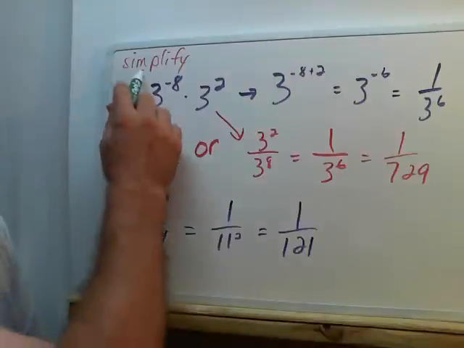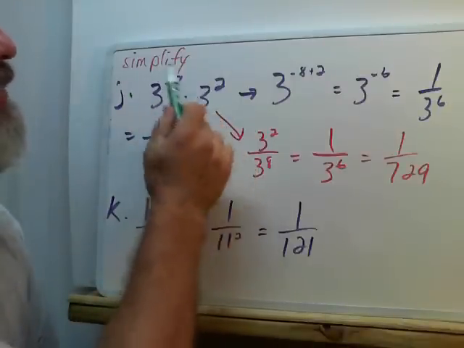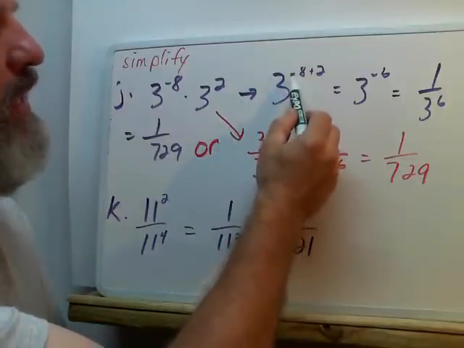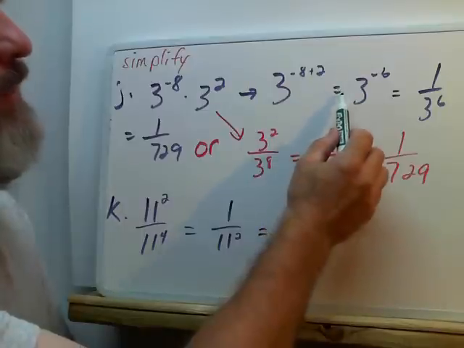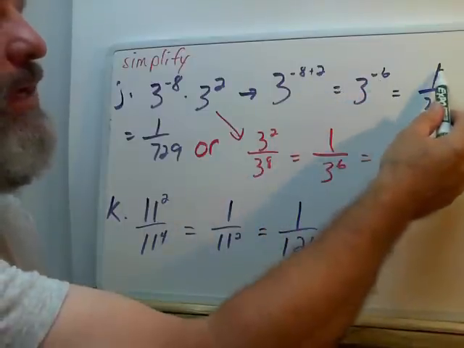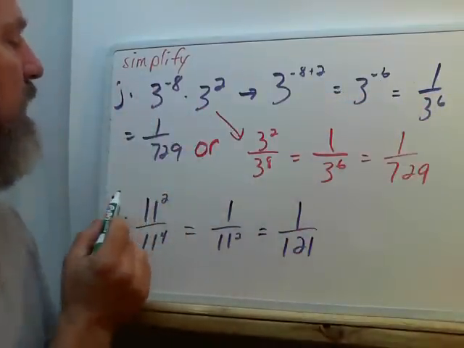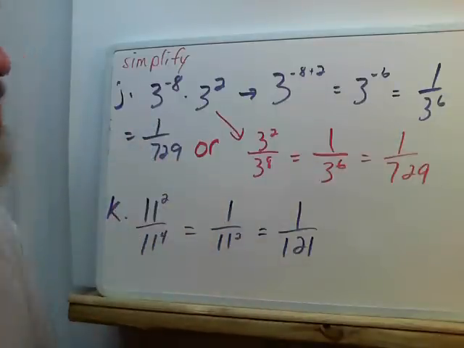Letter J, our instructions are to simplify, so we have 3 to the negative 8 times 3 squared. We can use our law of exponents and say that that means that it's 3 to the negative 8. We're multiplying, so it's plus 2, and that equals 3 to the negative 6, and that is, of course, 1 over 3 to the 6th. But we are simplifying, so we're not done yet. 3 to the 6th is 729, so it's 1 over 729.